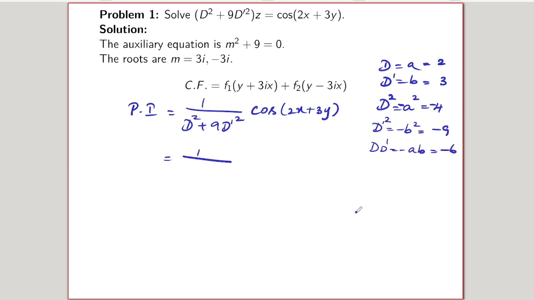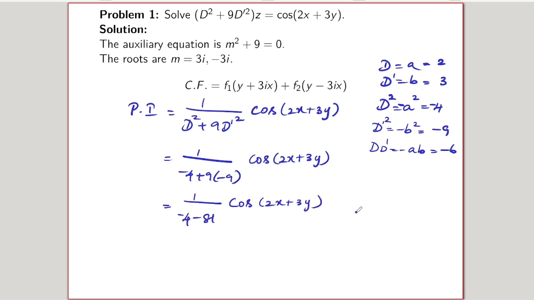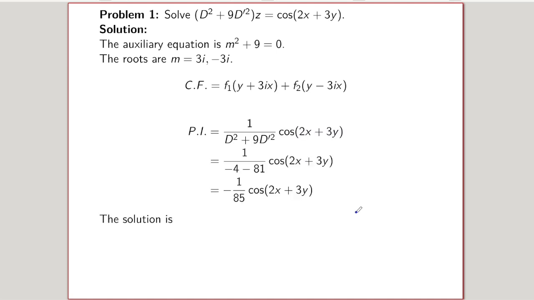So we can write it as 1 by (D square is minus 4) plus 9 into (D dash square is minus 9) cos(2x+3y). This is equal to 1 by (minus 4 minus 81) cos(2x+3y). This is equal to minus 1 by 85 cos(2x+3y). So since our denominator is non-zero, we can accept that this will be our particular integral. So the complete solution is z equal to CF plus PI.